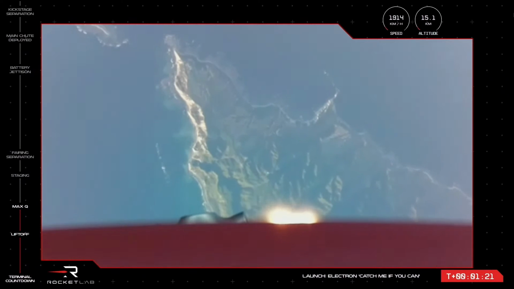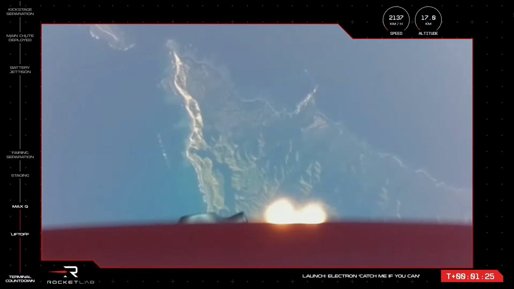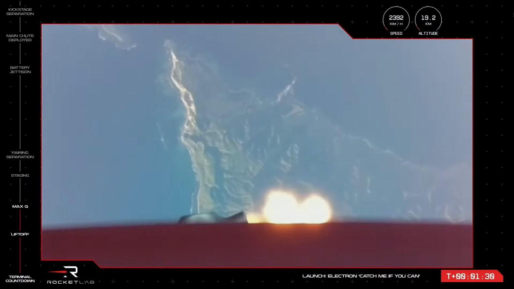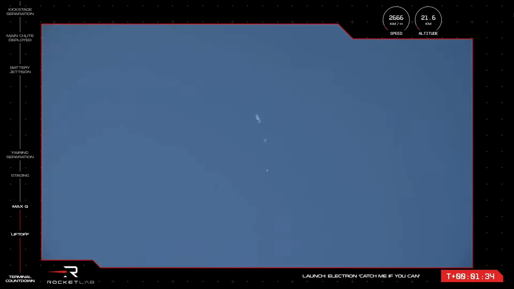As expected, Electron has cleared that first milestone and is continuing nominally. Electron's Rutherford engines will now throttle back up as the mission continues on and all looks nominal for propulsion there with that beautiful view of LC1 below. In about a minute, we will reach the point in the launch when Electron separates itself.